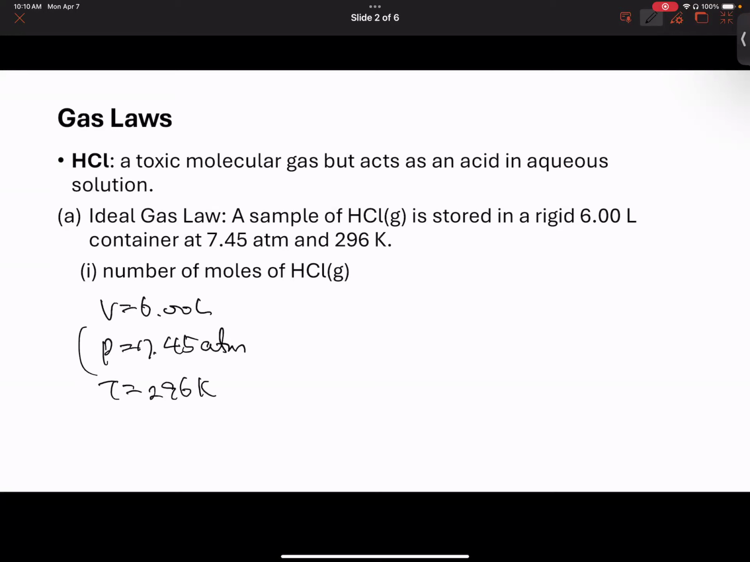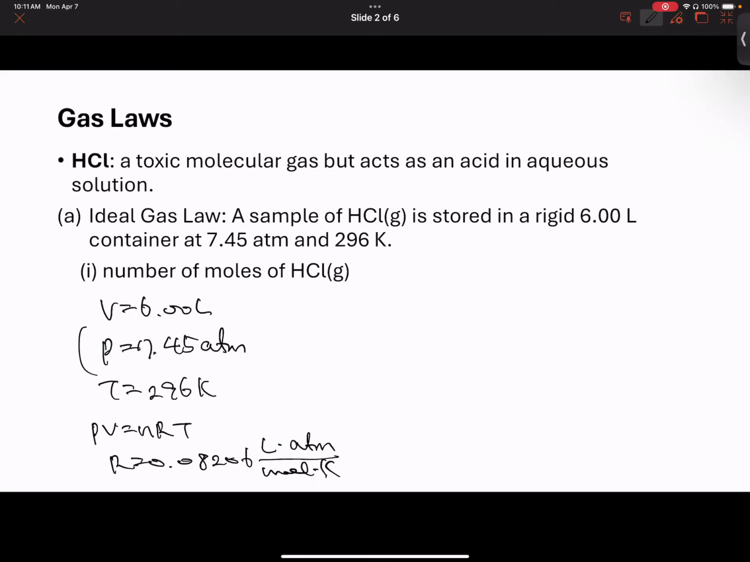And out of 4 variables, we have pressure, volume, number of moles, and temperature. These are the 4 variables that are represented in the ideal gas law. Out of 4, 3 of them are given, and it's asking to calculate the number of moles of hydrogen chloride gas in the container. Let's write the equation, the ideal gas law, PV equals nRT. Here R is equal to 0.08206 liter atm per mole K.